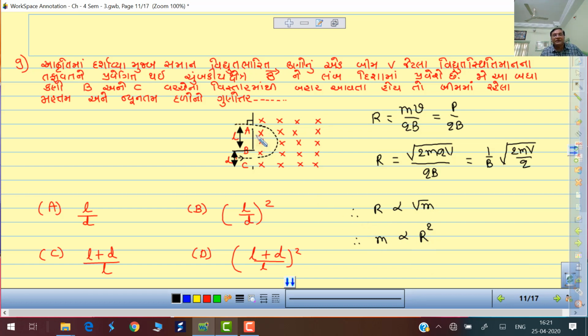So what is the maximum radius and what is the minimum radius? તો જે ચાર્જ અહીંયાથી અહીંયા જતો રહે તો એના માટે રેડિયસ કેટલું થશે? So this distance is d and this is l, so l plus d by 2. So that is the maximum radius and minimum radius is l. Minimum radius is l, maximum radius is l plus d by 2.